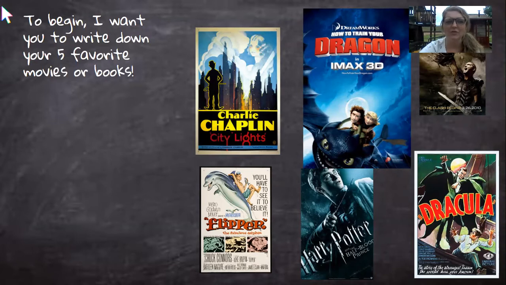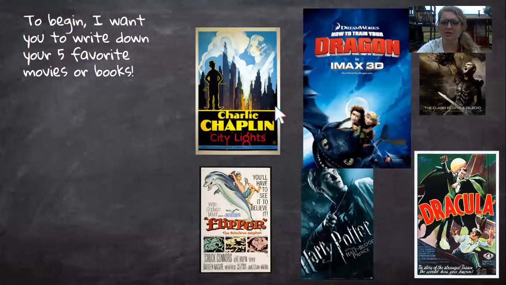Okay, so if you got your materials, this is our first thing that we're going to do to start off the lesson. To begin, I want you to write down your 5 favorite movies or books. Go ahead and pause if you need to and write those down. Okay, did you write down your 5 favorite books or movies? If you have them in front of you, you can look at them.